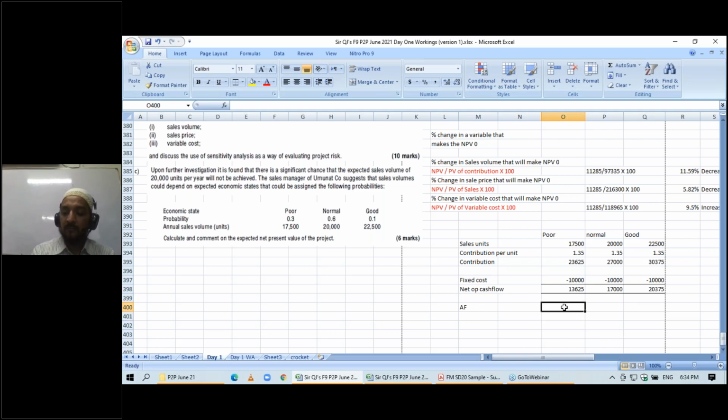Okay. So 3.605 was the annuity fraction. So we'll multiply this cash flow by 3.605 in all these 3 situations to arrive at the present value of operating cash flow. So this will be this, you get the 5 years present value, and from this you will deduct the initial investment.